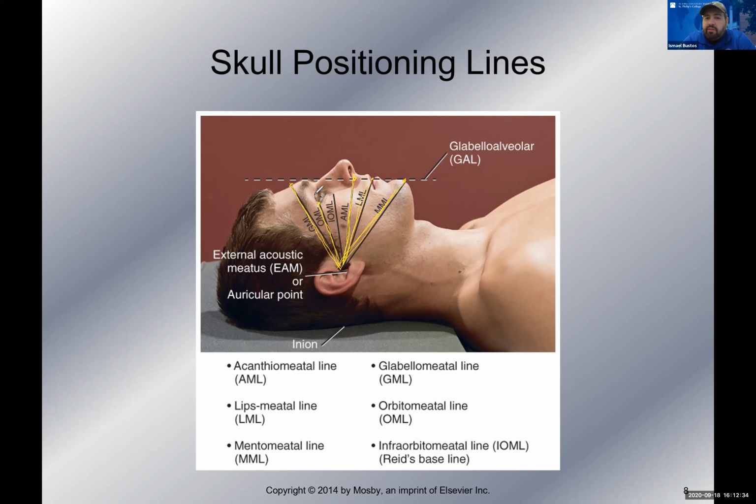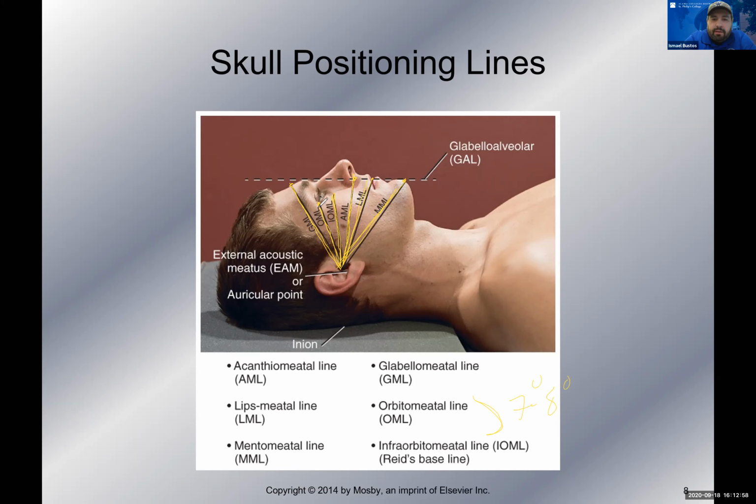Okay, that is one that's going to be used probably the most. Then the other one is the infraorbital meatal line, which goes from the bottom of the orbit, right, infraorbital, to the EAM. Okay, and one thing you have to remember between these two here, the OML and the IOML, is that there is a 7 to 8 degree difference between them. Again, 7 to 8 degree difference between them.